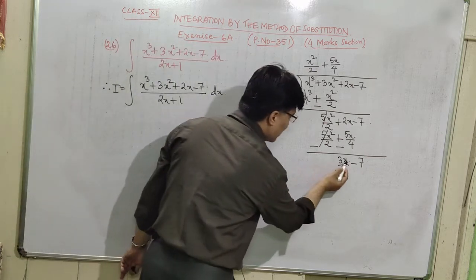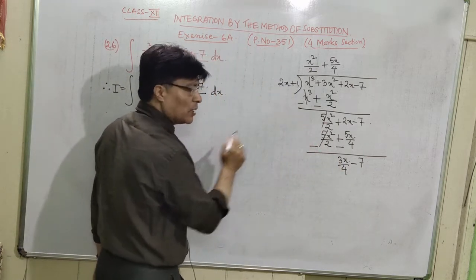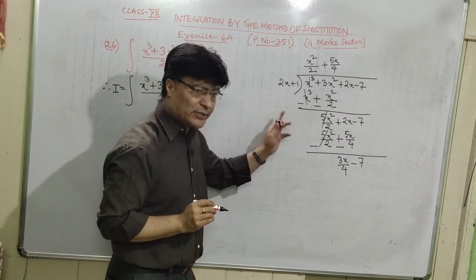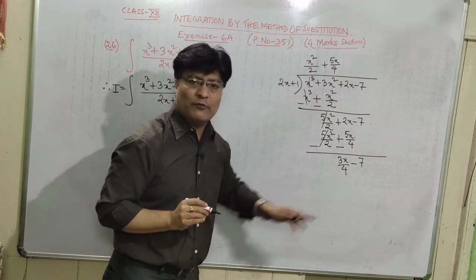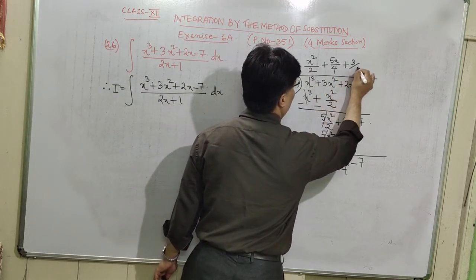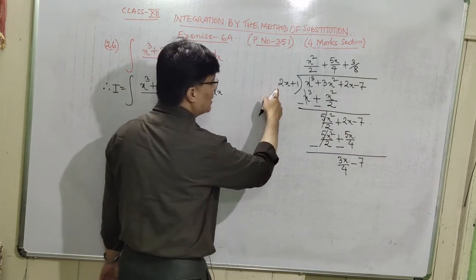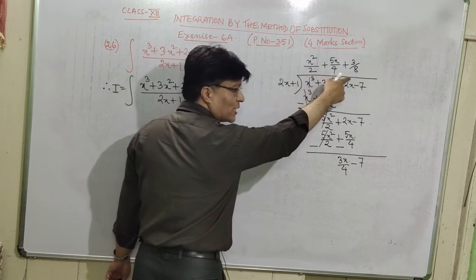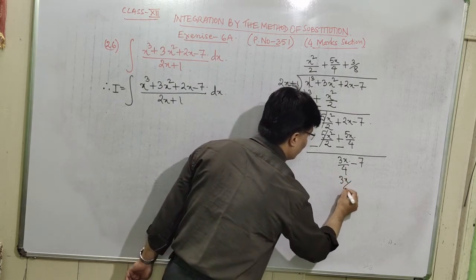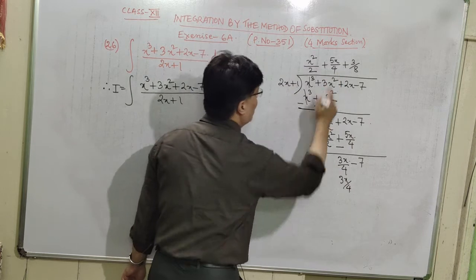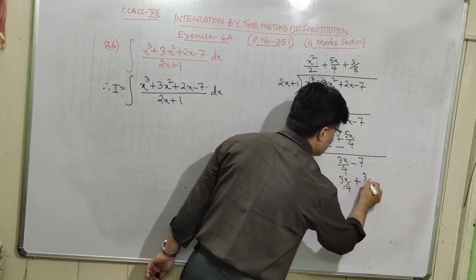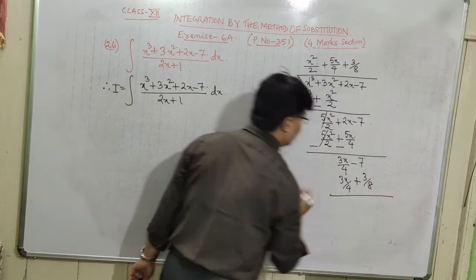Next, there is 3x by 4 and here is 2x. By which number or by which expression will you multiply this 2x to get 3x upon 4? You will have plus 3 by 8. If you multiply 2 by 3 by 8, 2 4s are 8, 3 by 4, and x is there. So it is 3x by 4, and then plus 1 into 3 by 8, that is your 3 by 8. Is that clear?